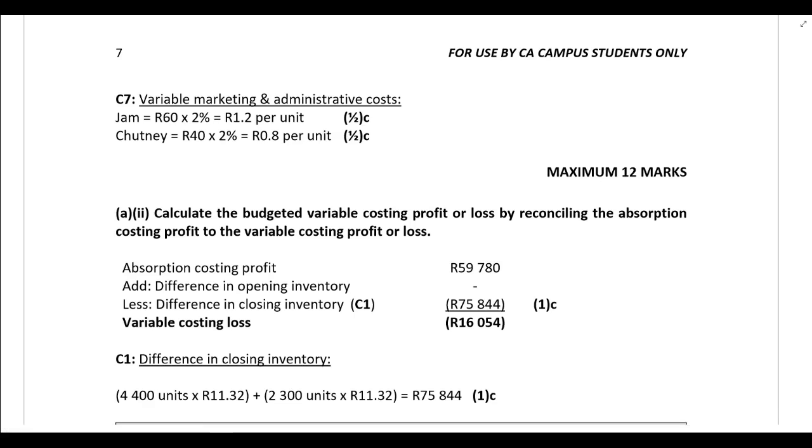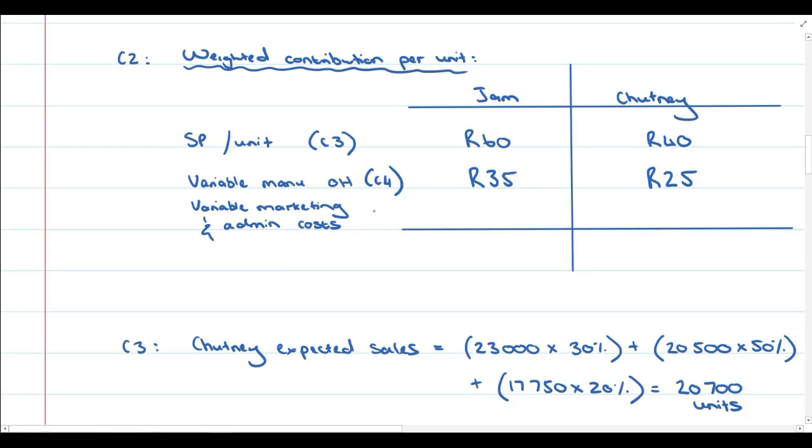So once again, I'm just going to quickly jump to the suggested solution over here because this is a very simple calculation. In calculation 7, there's the variable marketing and admin costs. That's the selling price per unit for each product multiplied by 2%. Right, so that's calculation 7. For jam, it is 1 Rand 20 per unit, and for chutney, it is 80 cents per unit. All right, so sales minus all of the variable costs will give us contribution per unit for each product.